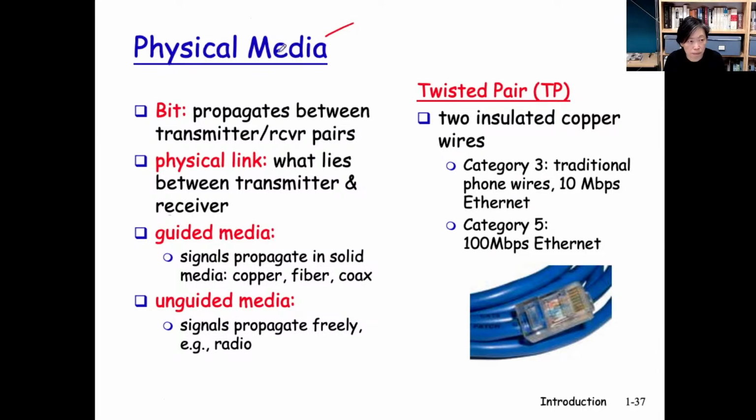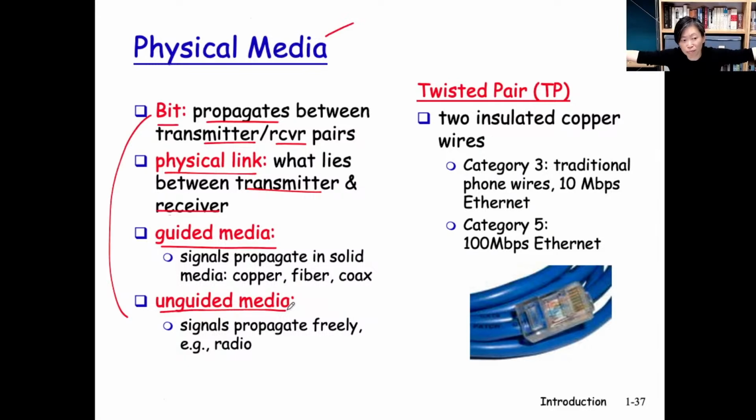Now first, let's define some terms. Bits are propagated between the transmitter and the receiver. And between the transmitter and the receiver, whatever the media is called a physical link. And these links can be wired. There's a special term called guided media for it. If it's a wireless link, then it's unguided media, meaning that the signal might just propagate omnidirectionally everywhere.